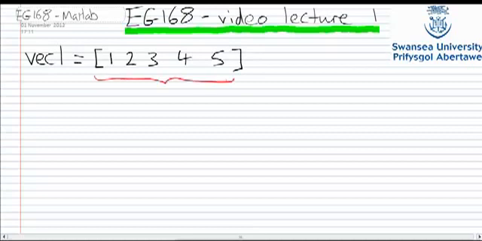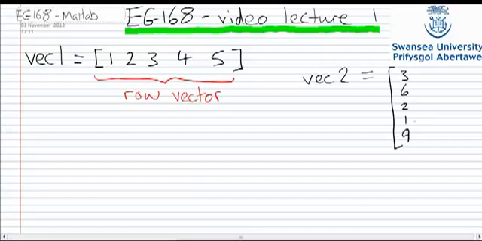So we'd refer to this as a row vector. Whereas if we were to write a string of numbers in a column, and let's just use a random set of numbers here, 3, 6, 2, 1, 9, we would refer to this as being a column vector.